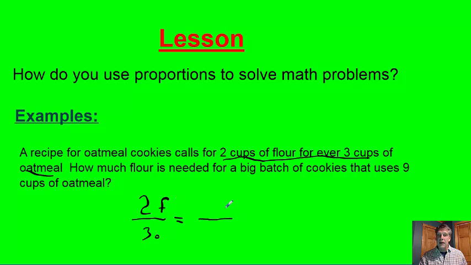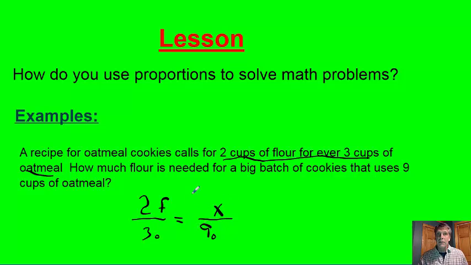So now I'm going to set up the same thing I know over here. I know one more. I know 9 cups of oatmeal. So you got to be careful where you put it. You got to match it up on the same level. If I have oatmeal here, you got to have oatmeal here. Okay, that's really important. That's where kids mess up. And then I'm looking for 2 cups of flour right here.